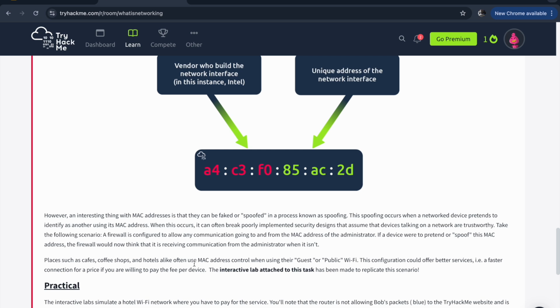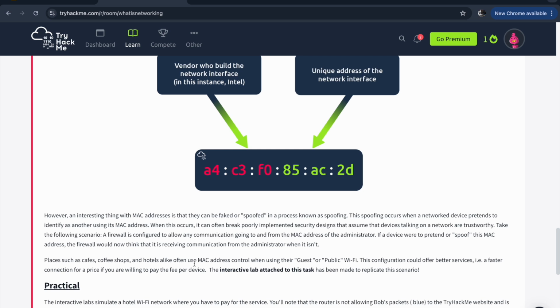A firewall is configured to allow any communication going to and from the MAC address of the administrator. If a device were to pretend or spoof this MAC address, the firewall would think it's receiving communication from the administrator when it isn't. Usually they would check for the MAC address and then probably a password or account as well. That would be more secure.